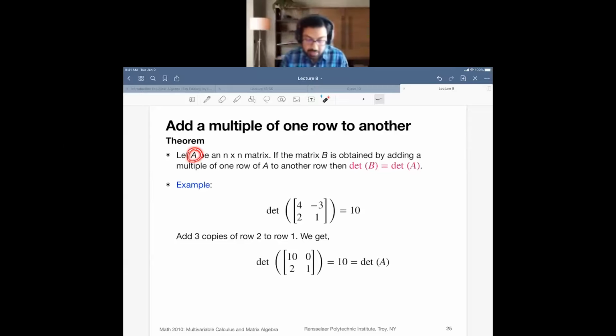So let A be an n by n matrix. There is a matrix B which is obtained by adding a multiple of one row of A to another row. Then the determinant of B is going to be the same as the determinant of A.